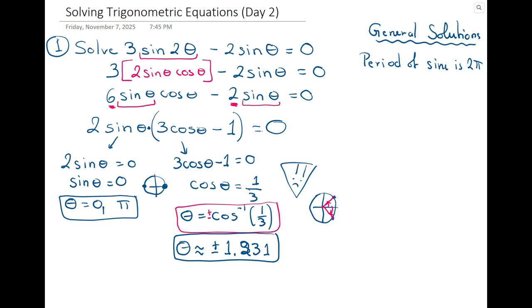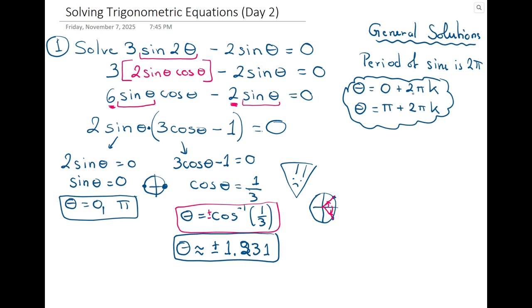Okay, so my first angle here was 0 and my second angle here was pi. So if I use that and I say theta is equal to 0 plus 2 pi k, and theta is equal to pi plus 2 pi k, well, would that not just summarize to theta is equal to pi k?